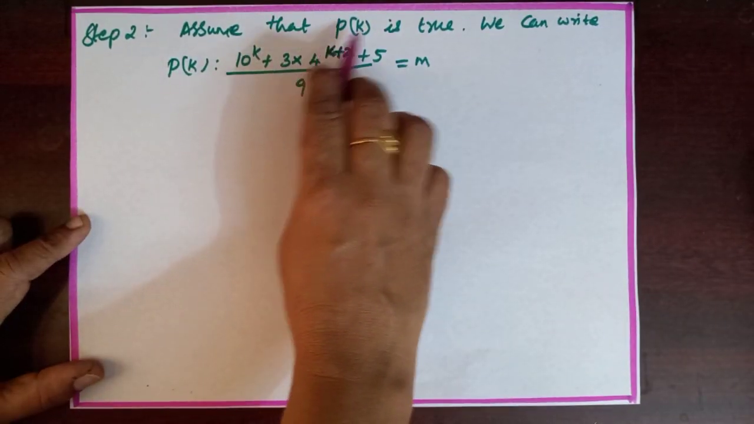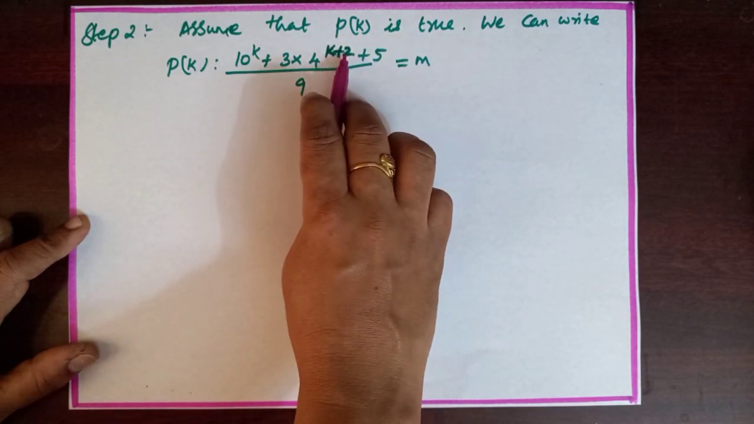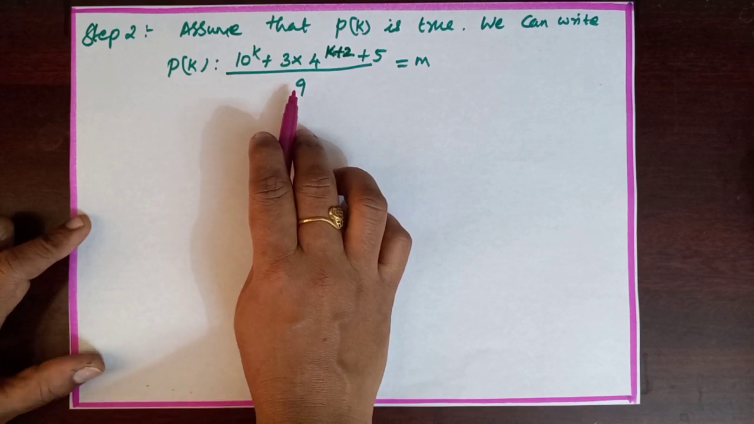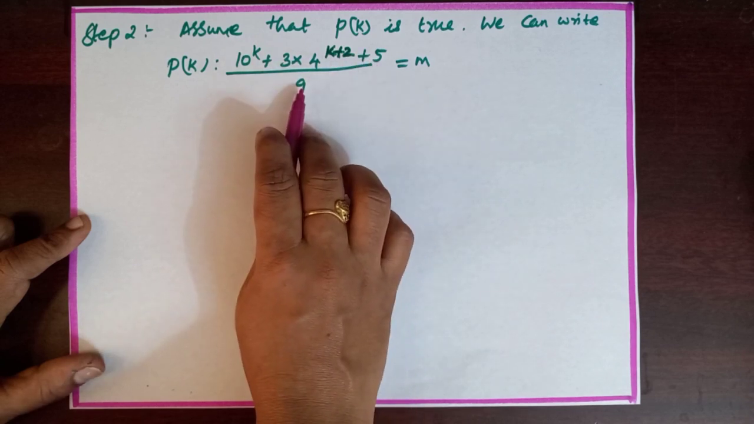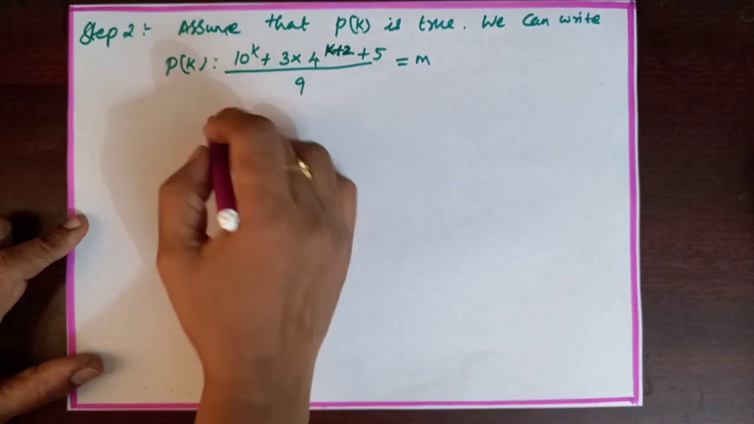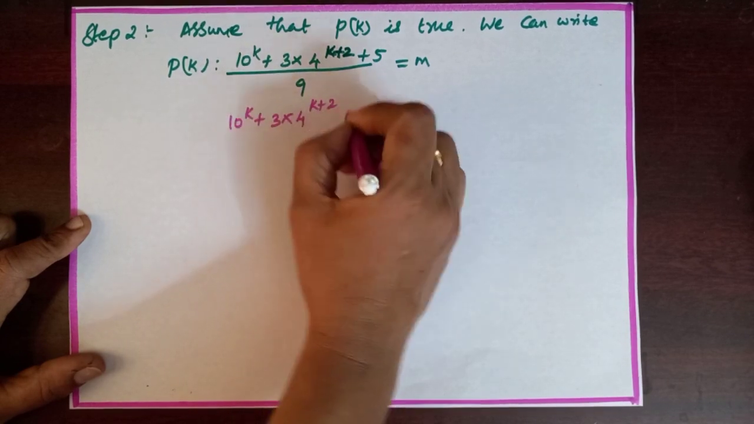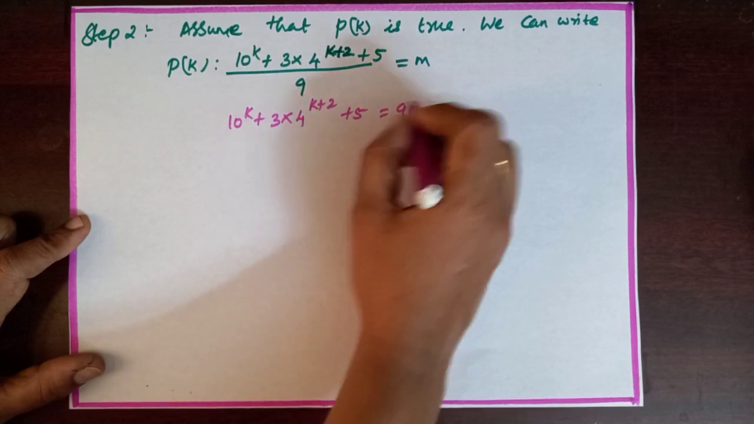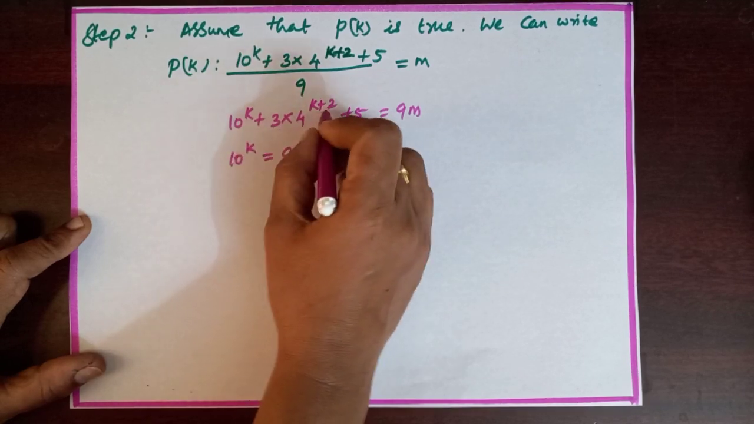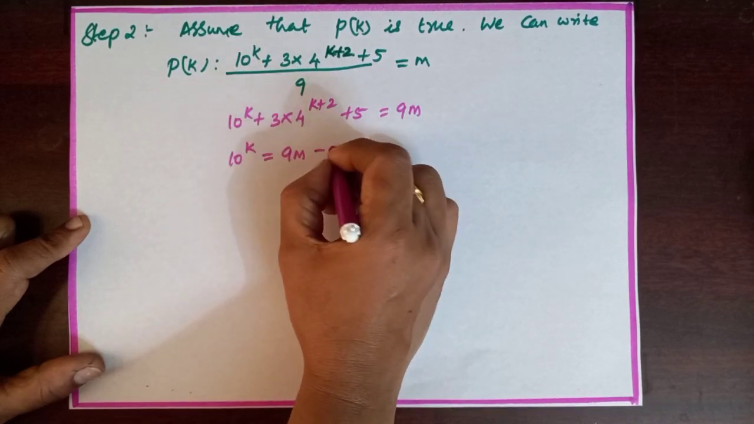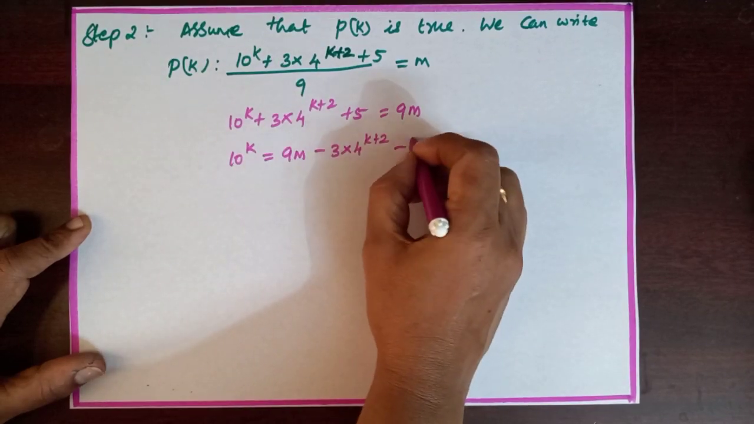Step 2. Assume that P of k is true. That is, 10 power k plus 3 into 4 power k plus 2 plus 5 is divisible by 9. P of k is 10 power k plus 3 into 4 power k plus 2 plus 5, divisible by 9, equal to m, where m is a constant. So 10 power k plus 3 into 4 power k plus 2 plus 5 equal to 9m. Here I am going to find 10 power k. 10 power k equal to 9m, plus 3 into 4 power k plus 2 will become minus 3 into 4 power k plus 2, plus 5 will become minus 5.